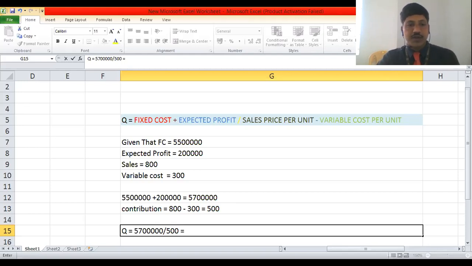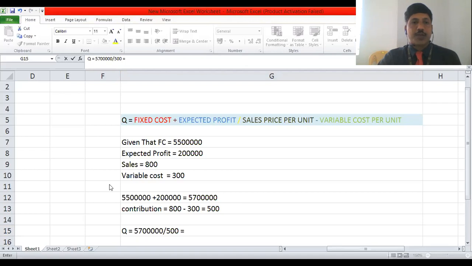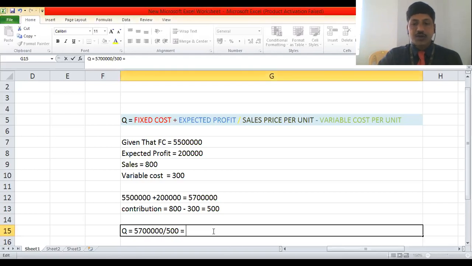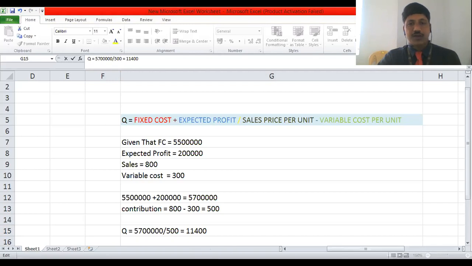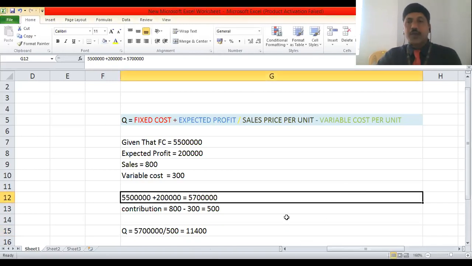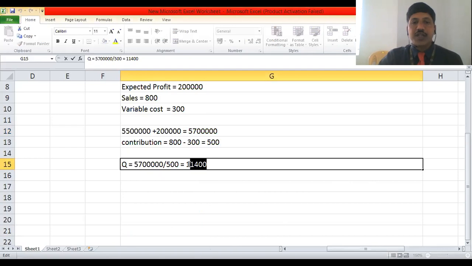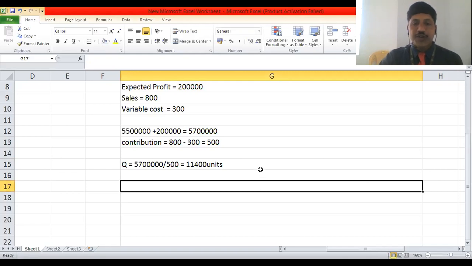How much was it? 57 lakhs divided by 500 is equal to 11,400. Okay, so this is the quantity of the goods. 11,400 units need to be produced to get a profit of 2 lakh rupees.